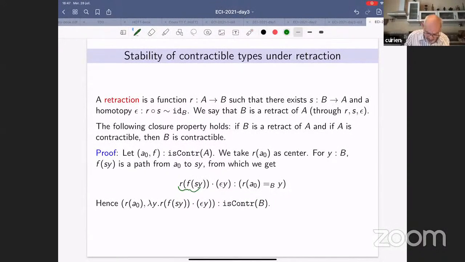is a proof that r of a0 is equal to r of s y. Okay, but I have the epsilon, which tells me that r of s y is equal to y. So concatenating this path and this path, epsilon y, which is a proof of r s y equals y, I get a proof of r a0 equals y. So the proof is over, because this is for arbitrary y. So I really have that r of a0 is a center.